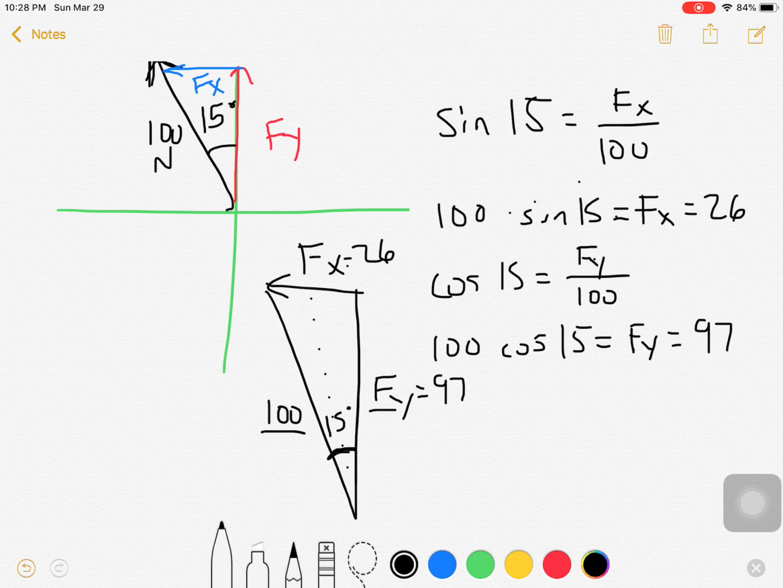Now, one thing we need to be careful of, what is the sense of our arrow? It's going up, but it's going to the left. And remember, the left is going to be negative. So this 26 number, we're going to go ahead and make it negative 26. So Fx is negative 26, Fy is 97.